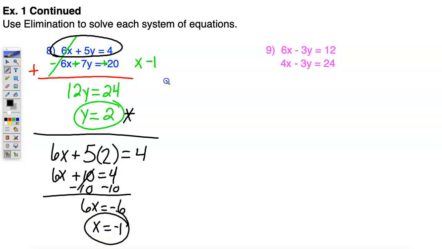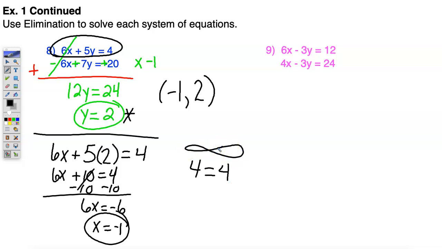So my solution for those two equations is -1 for x and 2 for y. Now keep in mind, you could have a situation where you end up with something like 4 equals 4, just like we did with substitution. So we know that that's infinitely many solutions. Or if our variables all wipe out and we end up with something that we know isn't true, that would be no solution.